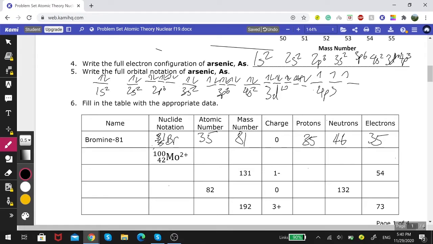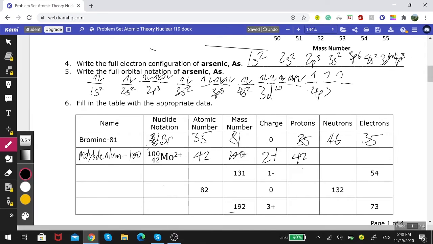Now next we have Mo, number 42. Number 42 on the periodic table is molybdenum. The mass is 100. A 2 plus charge means it lost 2 electrons, which made it more positive. First let's write atomic number 42, mass number 100, protons 42. Since it lost 2 electrons, that means you have 40 electrons. Neutrons is 100 minus 42, which is 58.